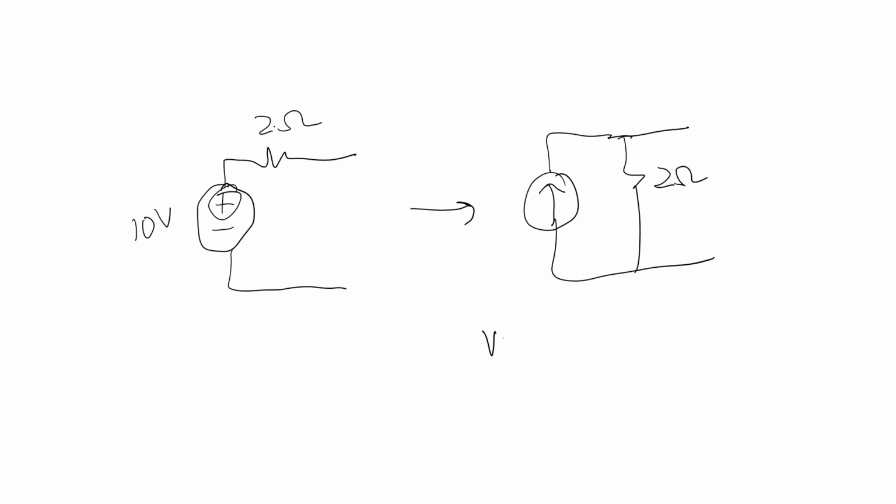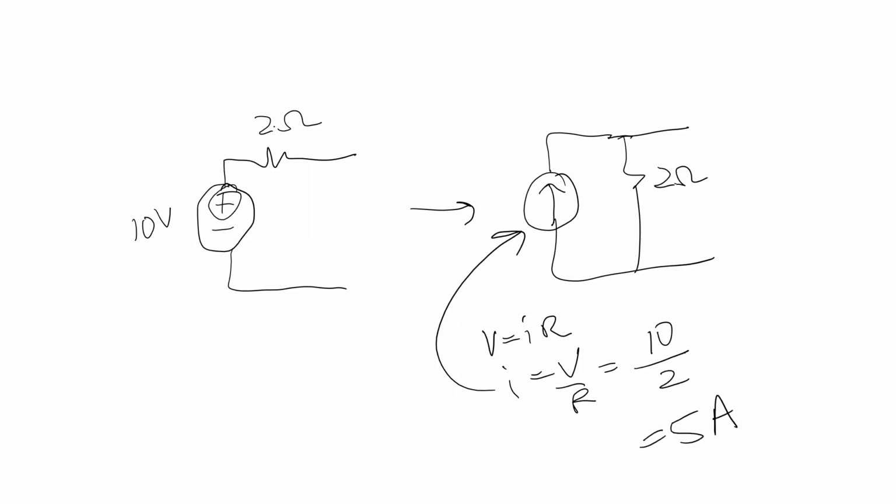Ohm's law: V equals IR, so I equals V over R. Therefore, this I over here equals 10 volt divided by 2. You will get your 5 ampere. So the value of the current here is 5 ampere.